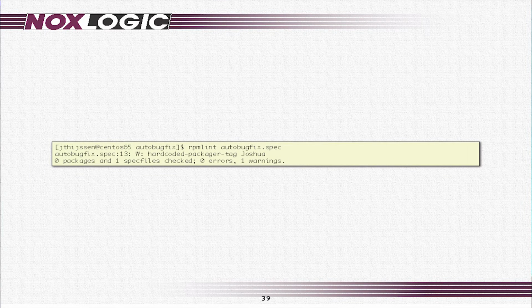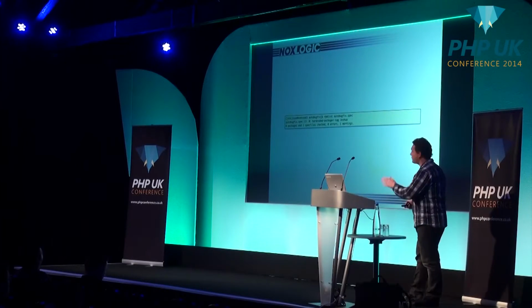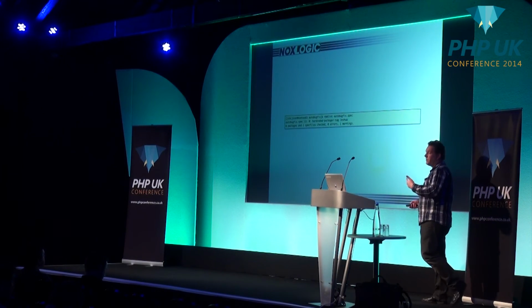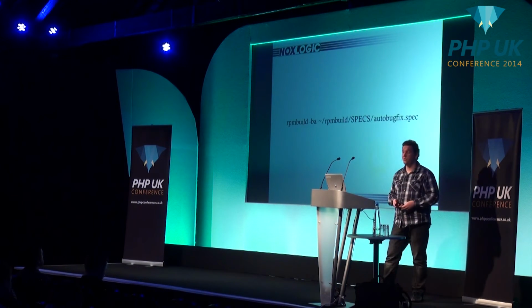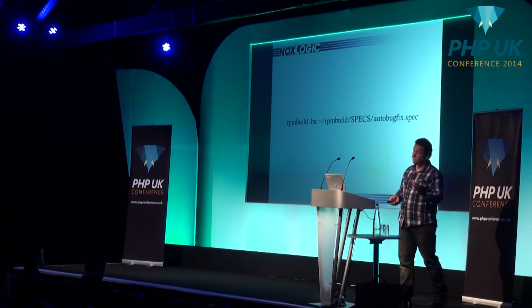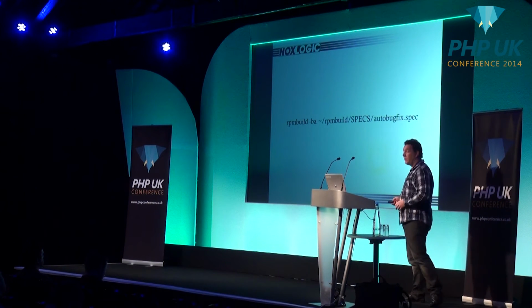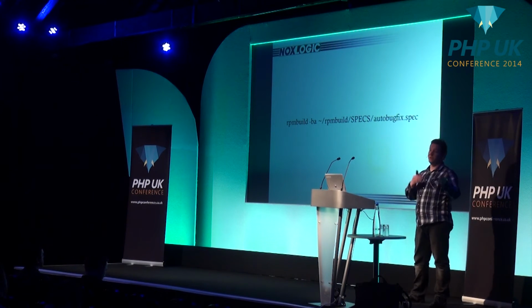In the end, you have something called rpmlint to actually check your configuration. So in this case, I run rpmlint autobugfix.spec, and it will say, yeah, okay, there are 0 errors, but there's one warning because you hard-coded the package tag. Well, in this case, it doesn't really matter. So you can check your spec file for errors, and if everything is okay, you can actually try it through rpmbuild -ba or -bb if you want as well with the spec file, and in the end it will either succeed or not.